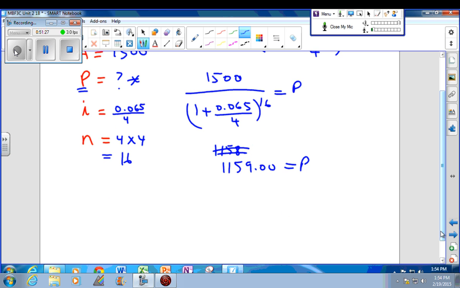So how much can she spend on her iPad? Okay, if she has 1,500, she needs 1,159. That means that she can spend 1,500 minus 1,159. She can spend $341 on her iPad. Okay, that's how that works out.